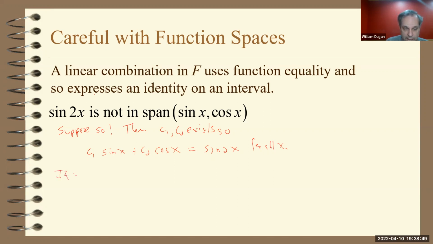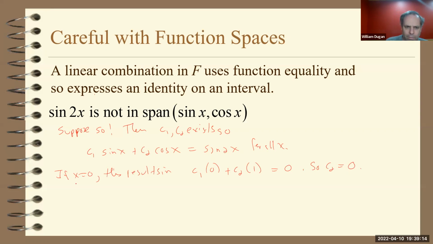If x equals 0, this results in C sub 1 times 0 plus C sub 2 times 1 would equal 0. So then C sub 2 has to be 0.